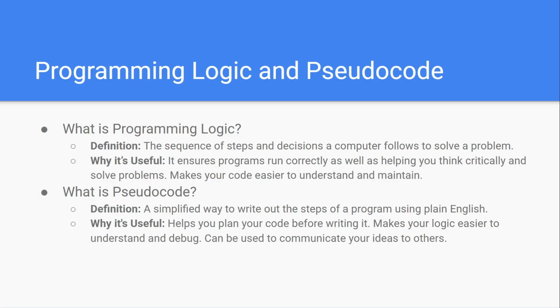Pseudocode is a simplified way to write the steps of a program using just plain English. Pseudocode helps you plan your code before writing it. It also makes your ideas easier to understand, explain, and debug.